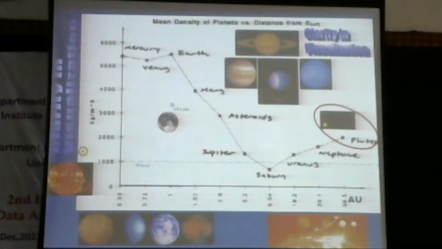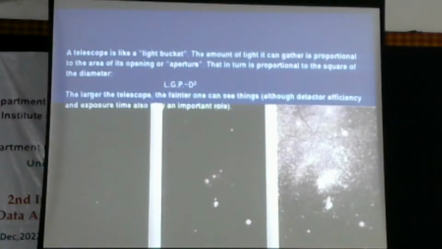So like a compass, we cannot use it. Earth has a magnetic field, so we can use the compass. On the moon you cannot use the compass.